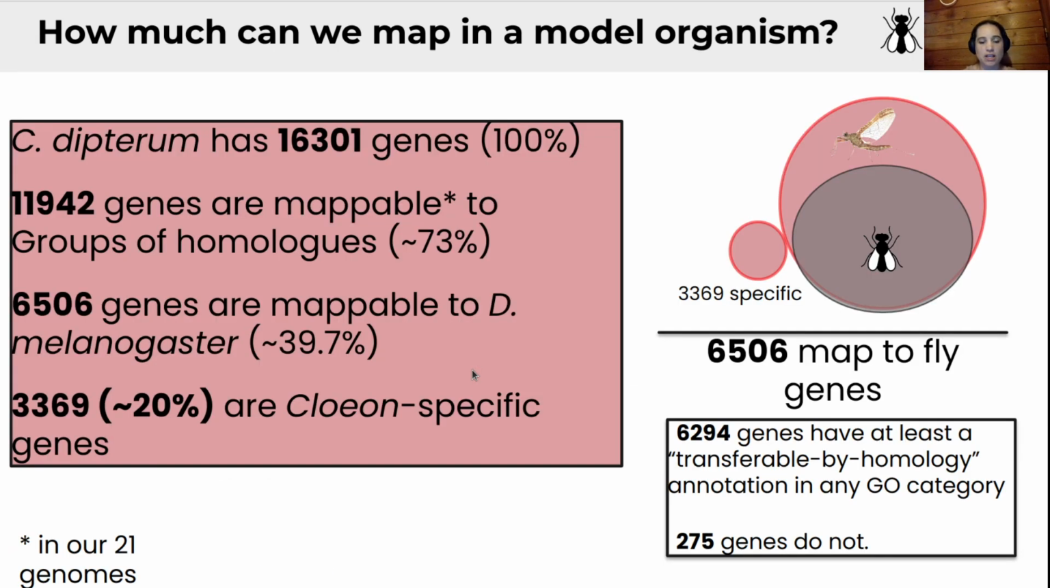And how much can we map through Drosophila melanogaster? If Cloeon dipterum has 16,301 genes, 11,942 genes are mappable to groups of homologs. From that number, 6,506 genes have at least a transferable by homology annotation to any GO category, that is transferred to Cloeon dipterum, and 275 genes that we cannot transfer to anyone, and a specificity of 3,369 Cloeon genes that are exclusive for Cloeon. So there is still a substantial part of Cloeon that we cannot map anywhere.